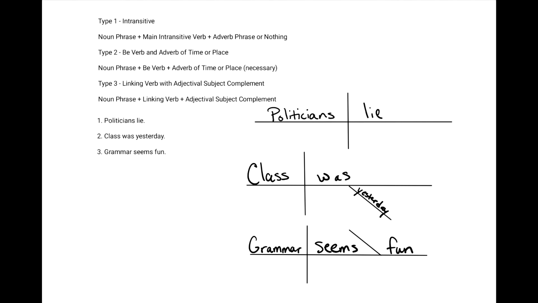Type 3, this is the one we did last week. This is a linking verb and an adjectival subject complement. So that's a noun phrase again, a linking verb, but this time at the end, we have an adjective that is going to refer back to our subject. It's going to complete our subject. Those are the 3 types of sentences that we've had so far. Here are the 3 different ways of diagramming that we have covered. Now, type 4 is something else.